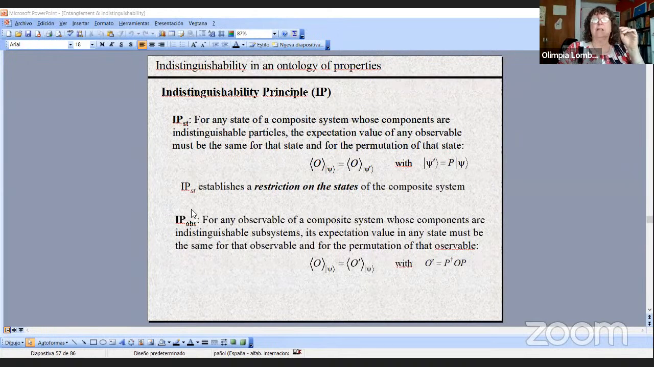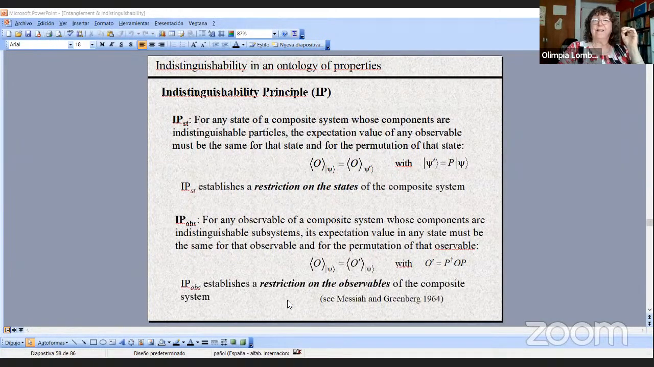On the other hand, the principle can be formulated in terms of observables. For any observable of a composite system whose components are indistinguishable subsystems, in this case bundles, its expectation value in any state must be the same for that observable and for the permutation of that observable.